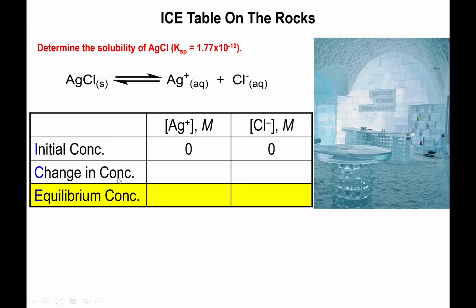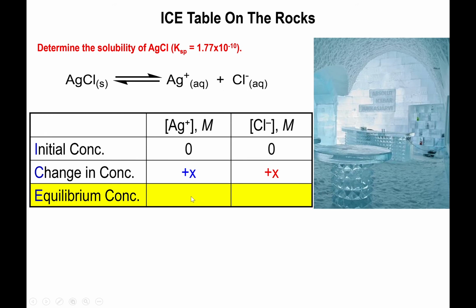But anyway, the initial concentrations are going to be 0 because you have no ions to begin with prior to you adding the salt to water. But then there's going to be a change in concentration, which is based on the quantities of the products that you have here. You have one silver ion being formed, so whatever the change is, call it X for the time being, you're going to be increasing the amount of Ag+ by a plus X amount. And the amount of chloride will also be increased by a plus X amount because you only have one of each on the product side.